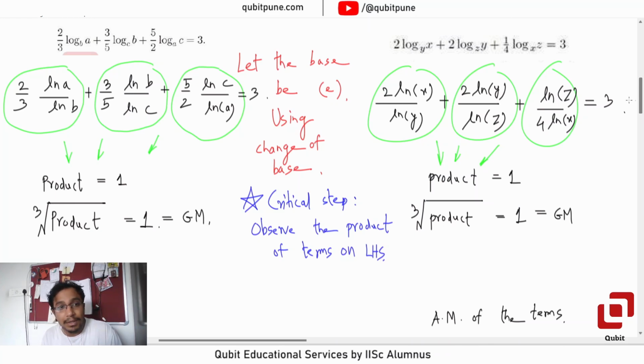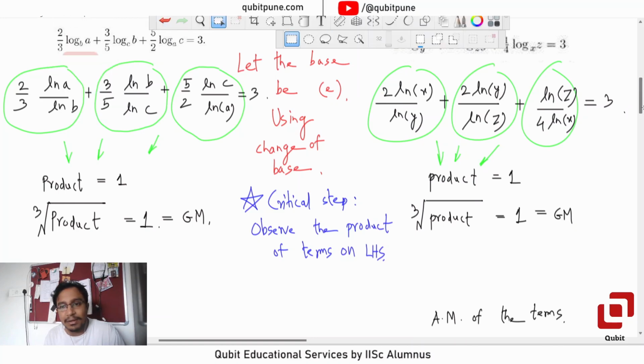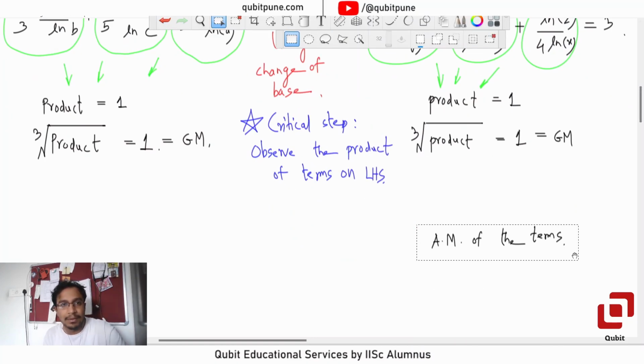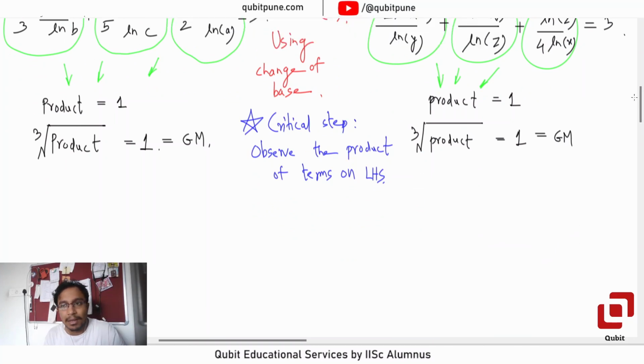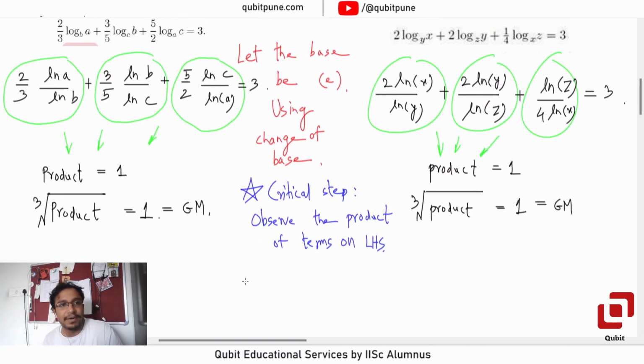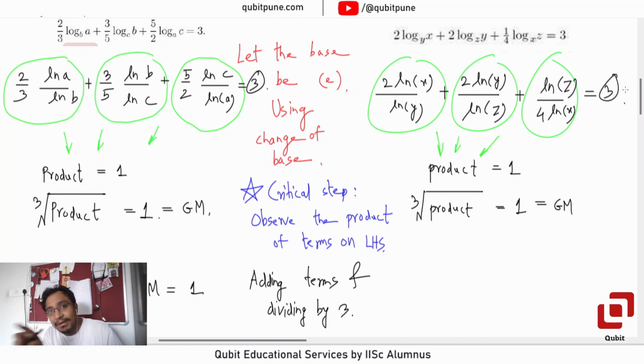Now, what happens if you add all the terms and divide it by 3? Which number are you going to get? 1. Because on the right side you already have 3. So if you divide both sides by 3, what will you get? You will get the arithmetic mean equal to 1. Raise your hands if you understand this.